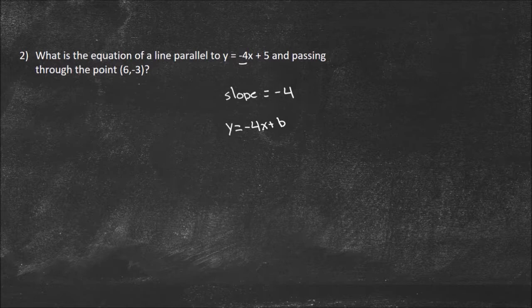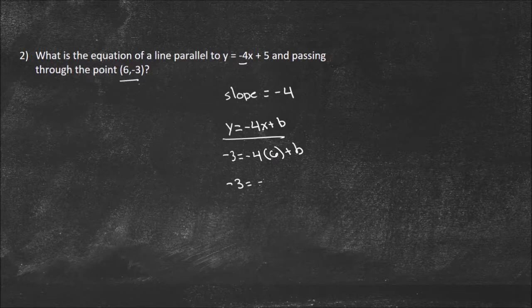Well, but then now the restriction is that it has to pass through the point 6, negative 3. And what that does is give us something to test so I can find that b value. So you can plug in this x and y into our new equation right here, and we can do negative 3 equals negative 4 times 6 plus b. Okay, so now I can multiply everything out and just solve for b. So negative 3 equals negative 4 times 6 is negative 24 plus b.